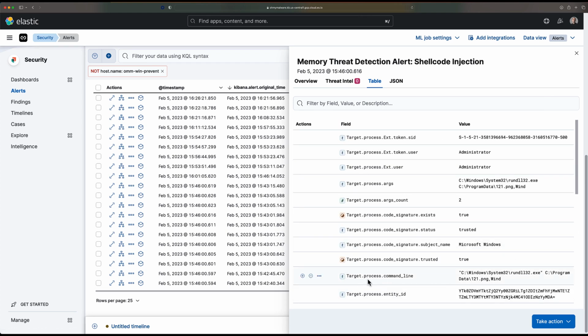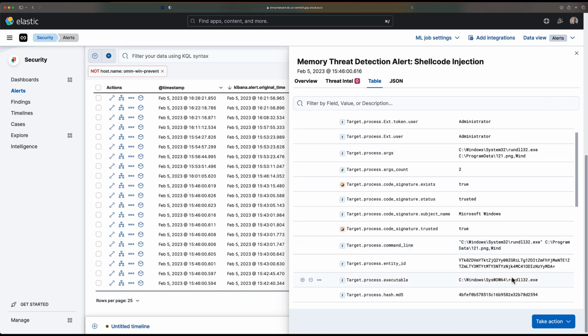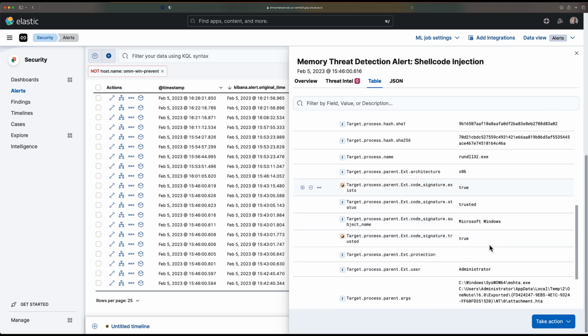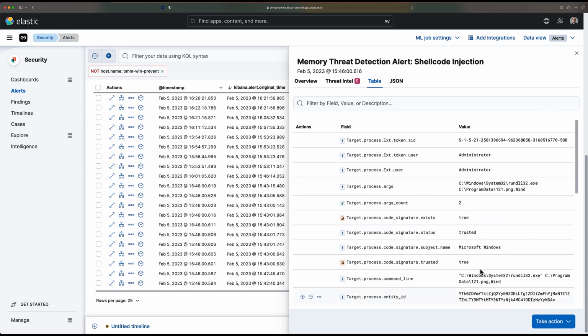Yeah, this was the actual command line that invoked it. So it's now running in memory, it seems, right? Again, trying to probably evade by running in memory.